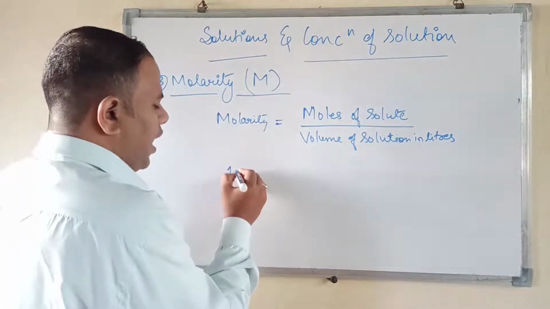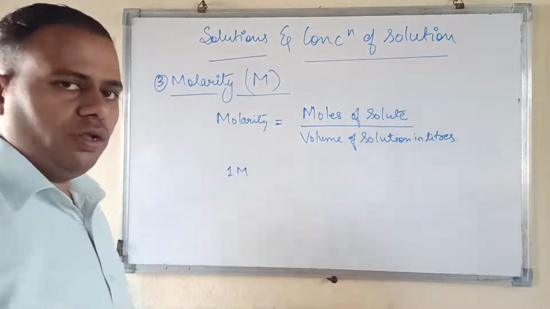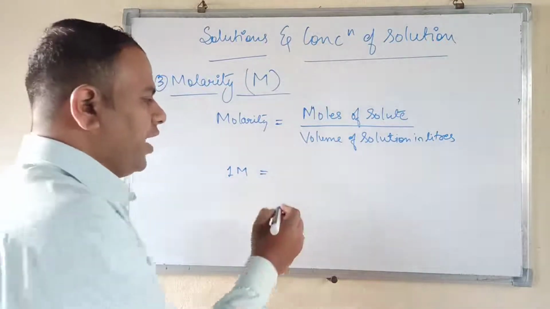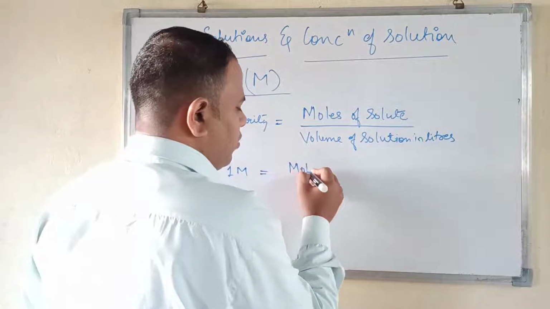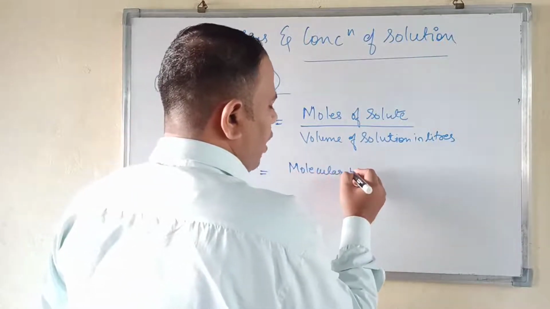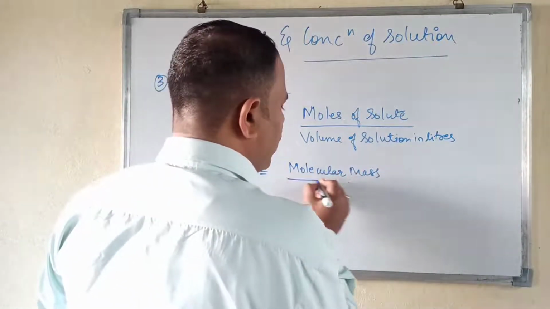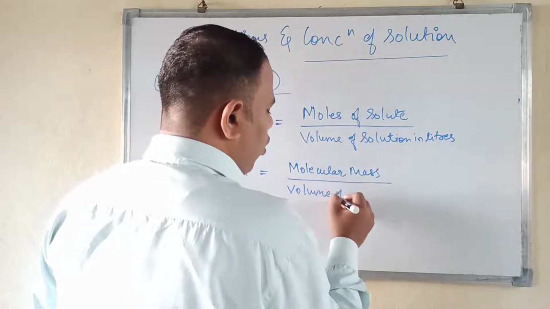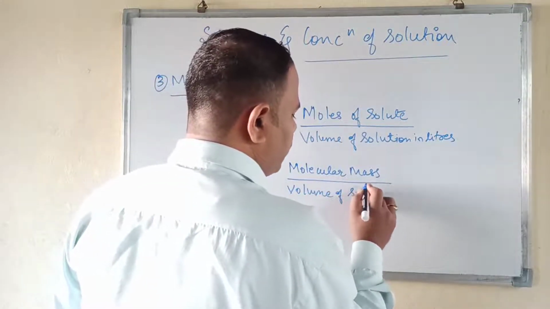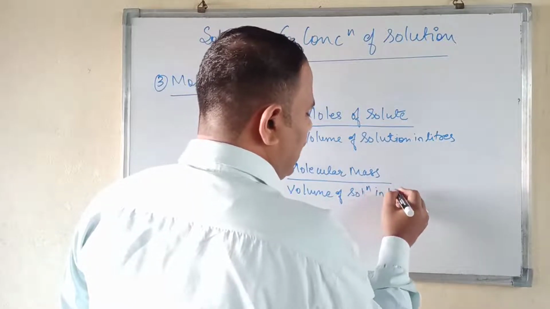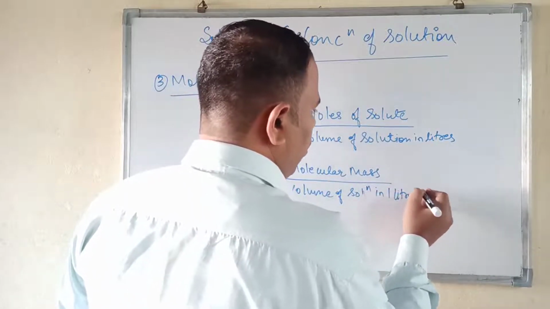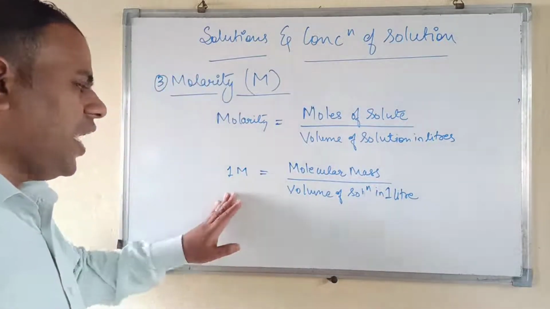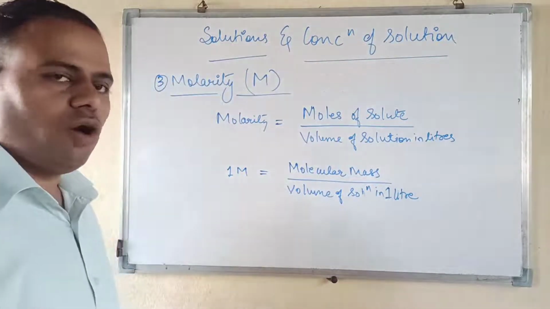Suppose I have to prepare a 1 mole solution. Any solution I have to prepare, it is 1 mole. Then I have to take the molecular mass of that solute and dissolve that molecular mass in 1 liter of solution. Then I will get the 1 molar concentration of that particular substance.